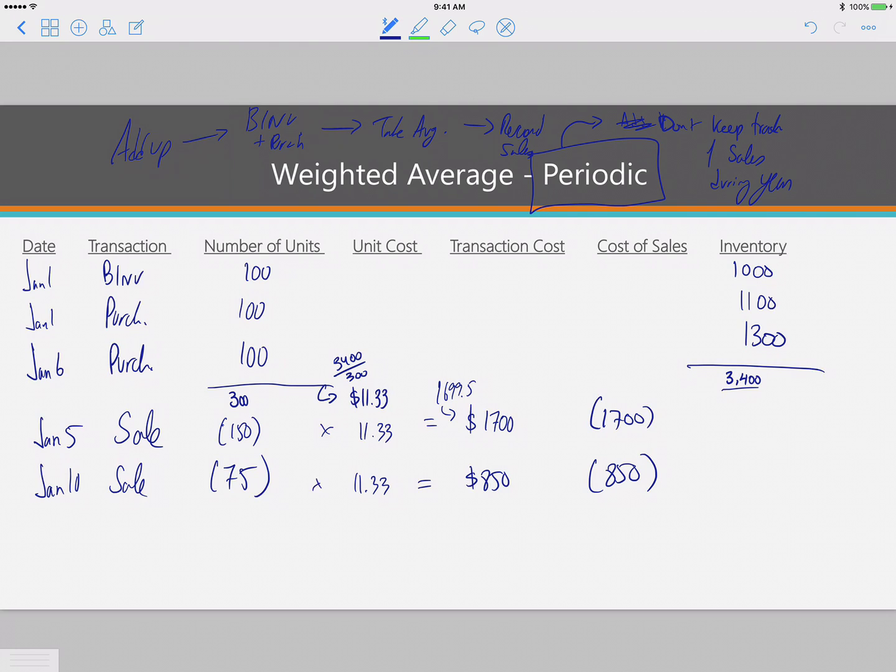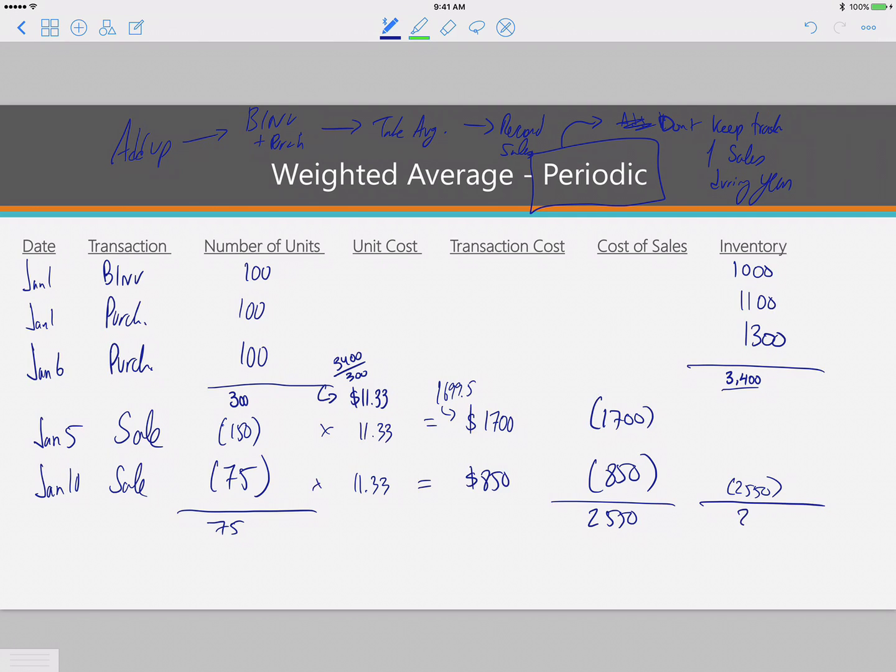So it's very simple, it's very quick, it's a lot faster than the other method. And at the end of the period, we can just take our totals. So 850 plus 1,700 gives us 2,550. And for our ending inventory, we have 3,400 less 2,550.